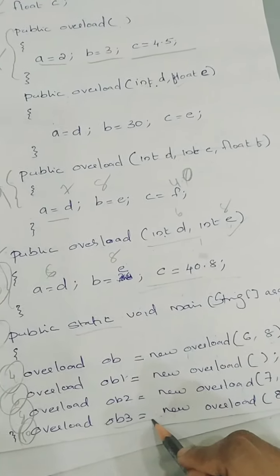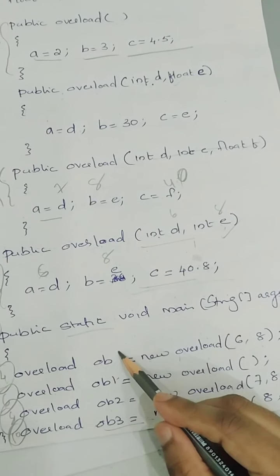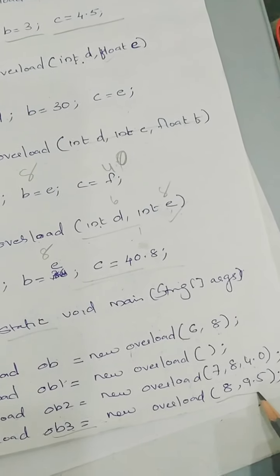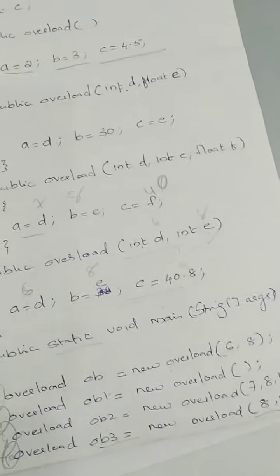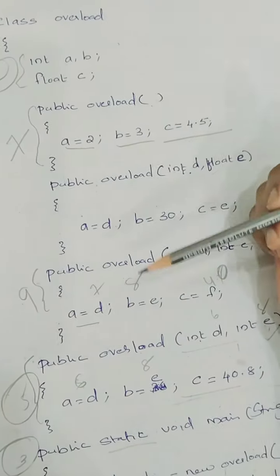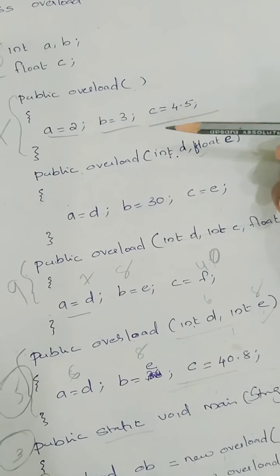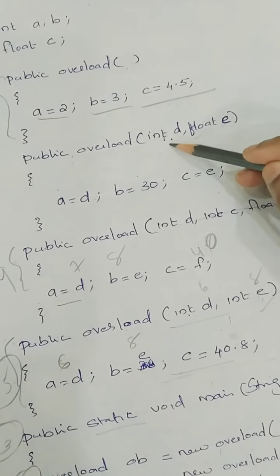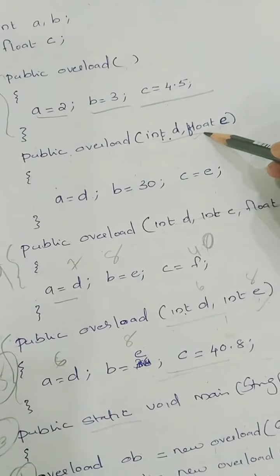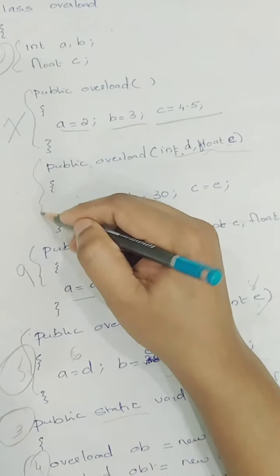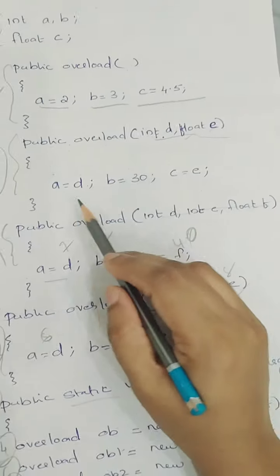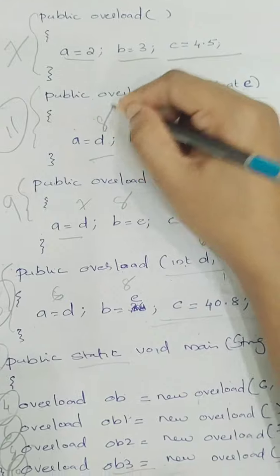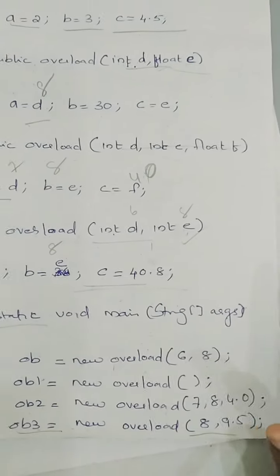Again an object creation, OB3. See, whenever you create an object, the object name should be different. Object 3 with 2 parameters. One is integer and another is float. Again it goes upward and checks which constructor is having 2 parameters. So these 2 are constructors having 2 parameters, and it will check the type. Here it matches, one int, one float. So automatically this will be executed, and A will be assigned with 8, B will be assigned with 30, C will be assigned with 9.5.